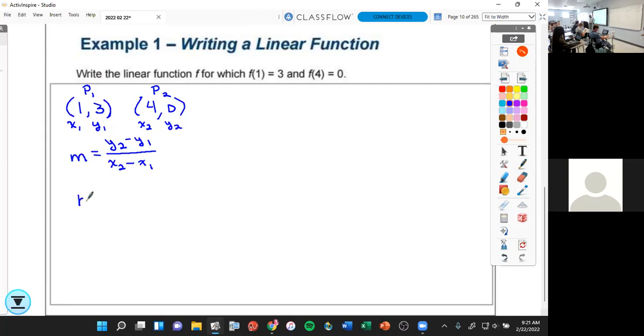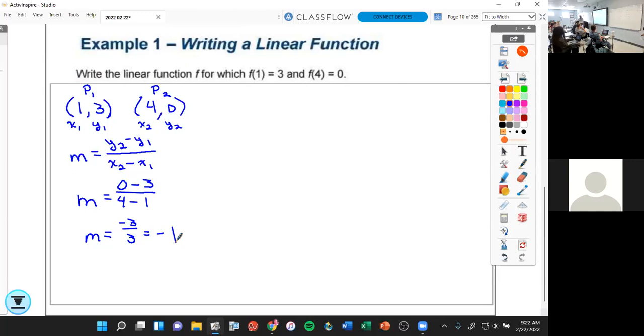Plugging our values in gives us y2, which is 0, minus y1, which is 3, divided by x2 of 4 minus x1 of 1. So my slope is negative 3 over 3, which is negative 1. Okay, great. I have a slope. Now what? Point slope.